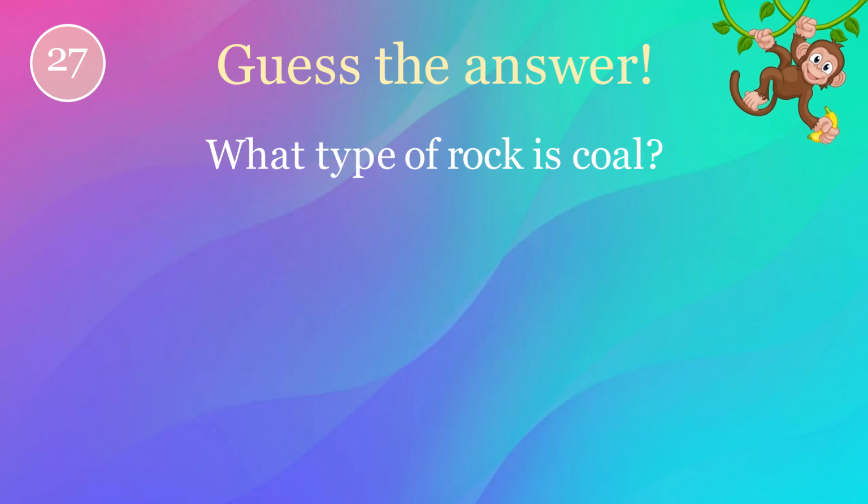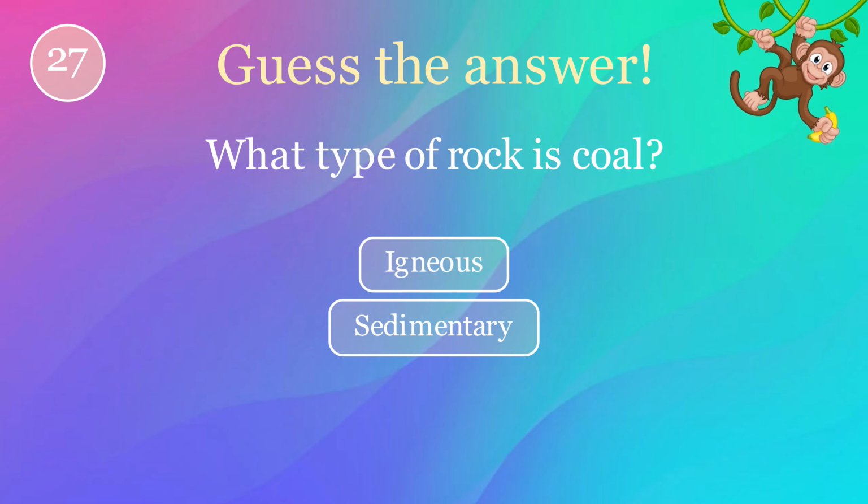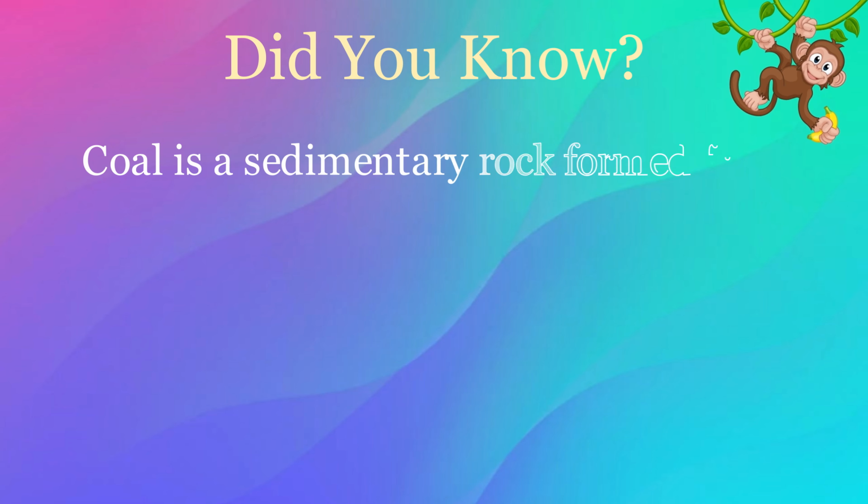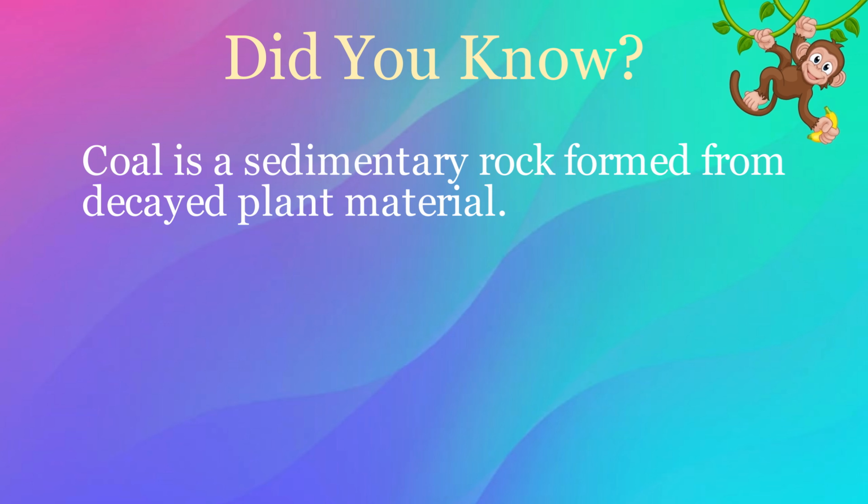What type of rock is coal? Igneous. Sedimentary. Metamorphic. The correct answer is sedimentary. Here's an interesting fact: coal is a sedimentary rock formed from decayed plant material.